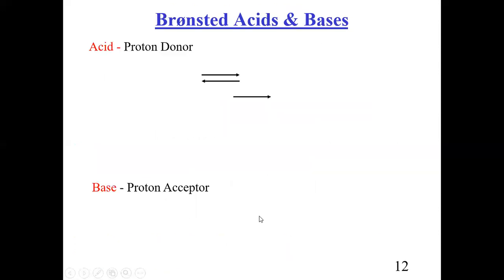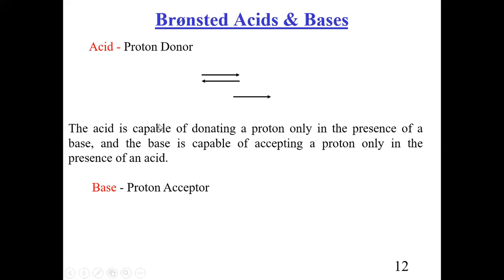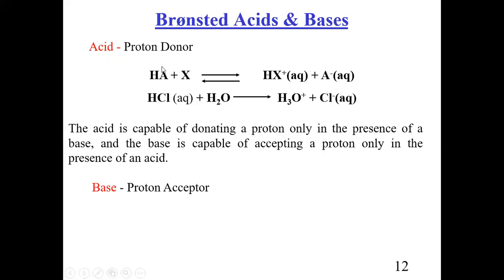Well, which gives us the next definition, which is the better definition, which all the acid base fit in. This is the Bronsted acid base, which says acid is a proton donor, base is a proton acceptor. And so if an acid is capable of donating a proton, to donate something, it has to have someone who will accept. So it has to donate in the presence of a base where a base accepts that proton. And the base is capable of accepting a proton only in the presence of an acid who will donate one to it. So let's look here.